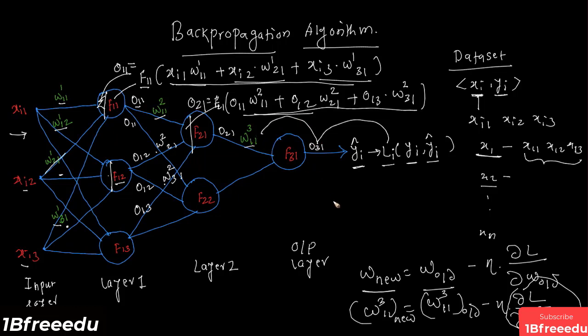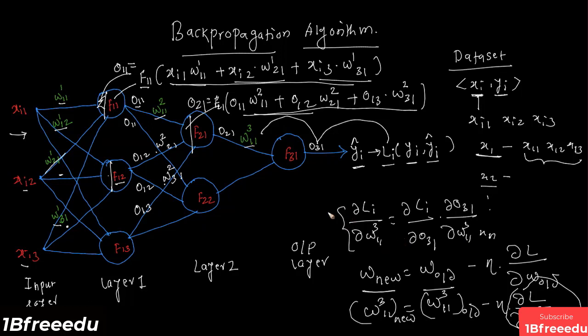So if I write in short here, the derivative of loss with respect to W311 is equal to the derivative of loss with respect to O31 and the derivative of O31 with respect to W311. So this is chain rule, right? So we rely heavily on chain rule and memoization.